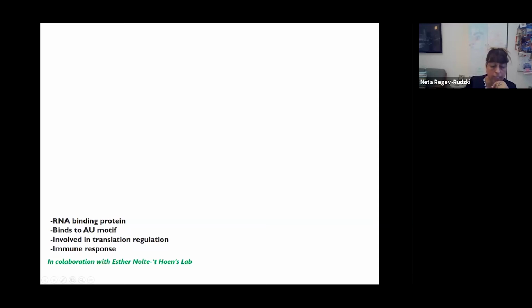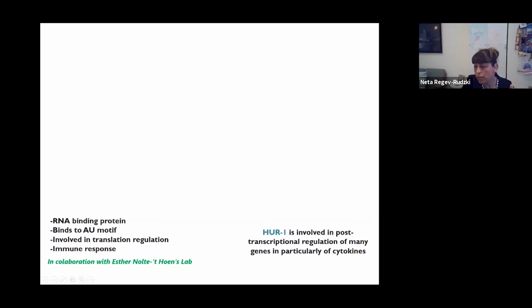And this is HUR. To be honest, until the moment that Esther mentioned this protein, I had never heard about HUR before. But indeed, it ticks all the boxes. HUR is involved in post-transcriptional regulation of many genes, and in particular of cytokines and chemokines. So at that stage, I thought, well, let's just give it a go and see. To address that, we silenced HUR using the siRNA assay.